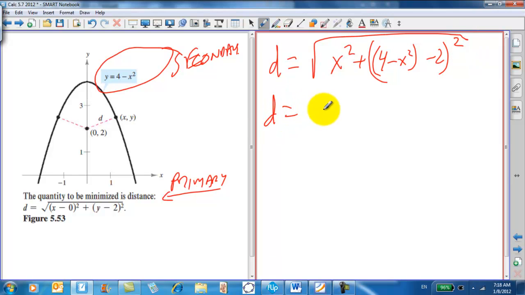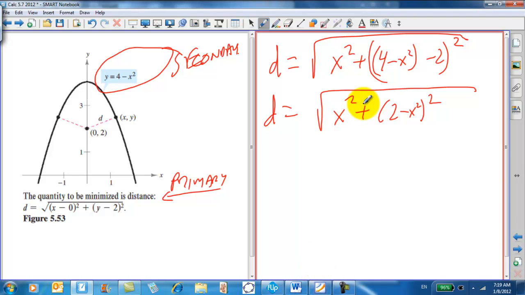So there's your equation. You can clean it up a bit. You don't have to for the calculator. x squared plus 4 minus x squared minus 2 is 2 minus x squared, squared. And let's see what the TI-89 gives us for a derivative on this. Now you can certainly do the derivative by expanding this out and doing the chain rule and that type of thing. Let's take a look at the calculator's answer.